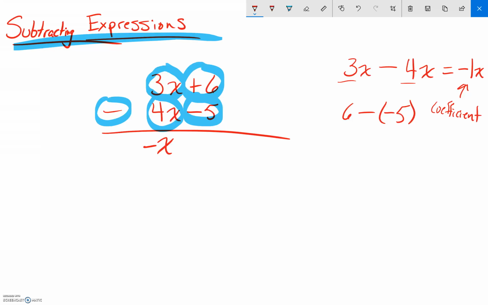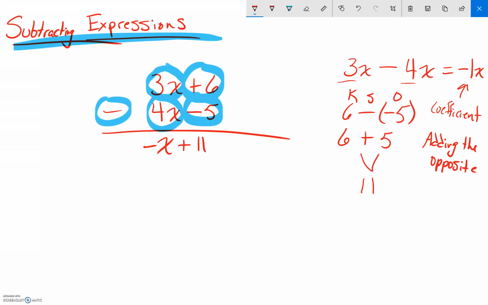So subtracting a negative is the same as adding. Adding the opposite is what we call it. Or another way we thought of it was to do keep switch opposite. So this becomes 6 plus 5. So it's a positive answer. It's 11. Positive 11. So here's our equivalent expression. Negative x plus 11.